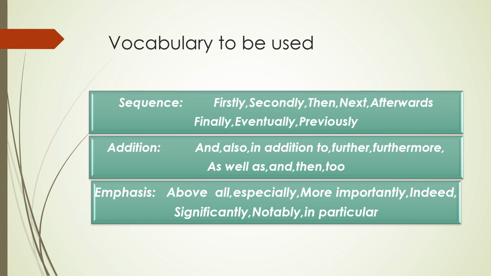Now, suppose it is a process. You can use this vocabulary if it is in a sequence: firstly, secondly, then, next, afterwards, finally, eventually, previously. And for addition, you can use conjunctions like and, also, in addition to, further, furthermore, as well as. And if you want to emphasize something: above all, especially, more importantly, indeed, significantly, notably, in particular.